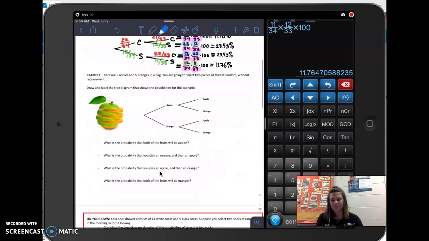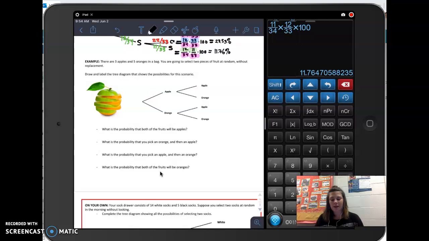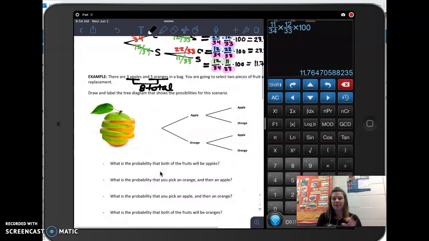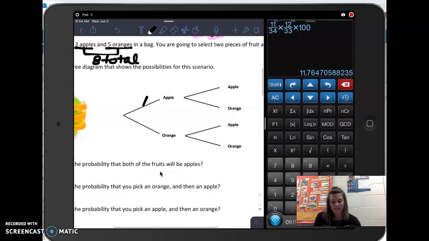So let's get into an example here. This one's pretty simple. It's just apples and oranges. In the question it says there are 3 apples and 5 oranges in the bag. I know that means there's 8 total pieces of fruit. So I'm going to stop right there and show you a little tip. We know the first event is always out of the total number of items that you have. And then the second event happens after one item is taken out. It doesn't matter if it's an apple or an orange, the denominator is still going to go down by 1.